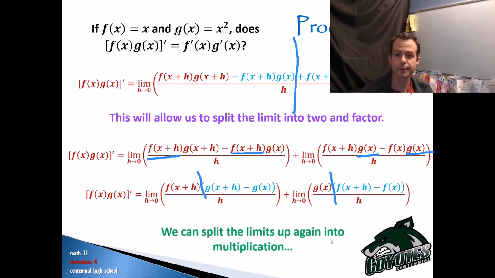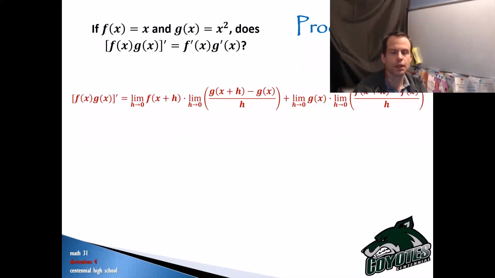We can split the limits up again into multiplication. So what would that look like? Well, that would look like this. I end up with the limit of f of x plus h, where h approaches 0, times the limit of g of x plus h minus g of x over h, where h approaches 0.